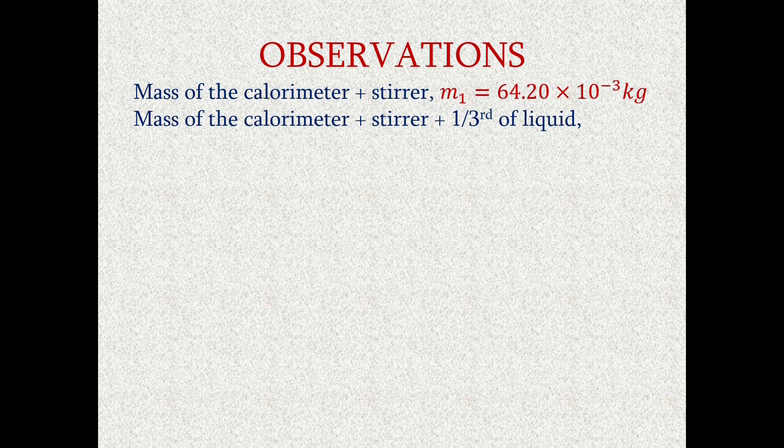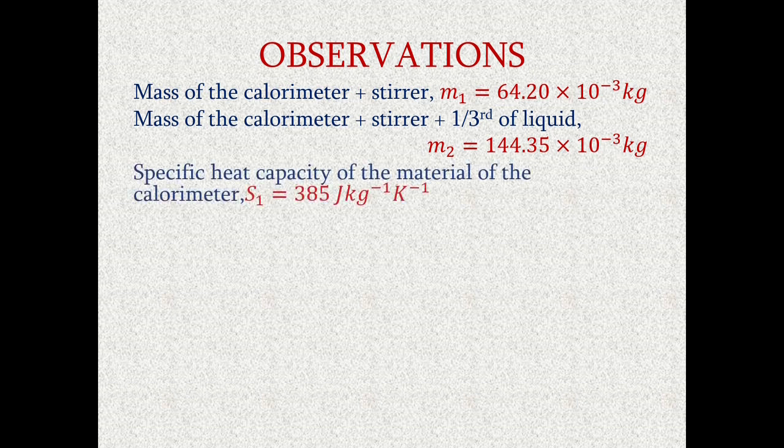Generally, in our laboratories, easily available liquids are water, kerosene, and coconut oil. We used to find the specific heat capacity for all these liquids, but in this particular experiment we have taken water. So we have filled the calorimeter one third with water, and we weighed it. It comes out to be M2 equal to 144.35 into 10 power minus 3 kilogram.